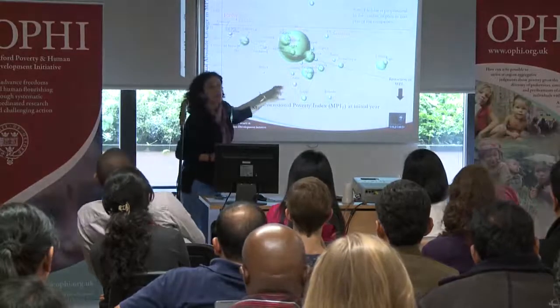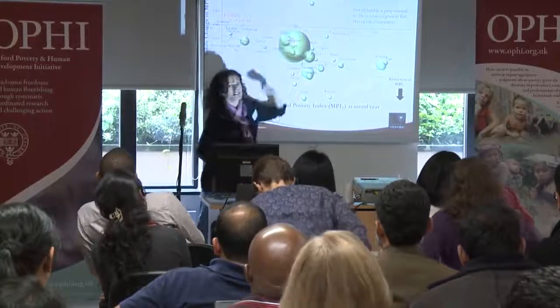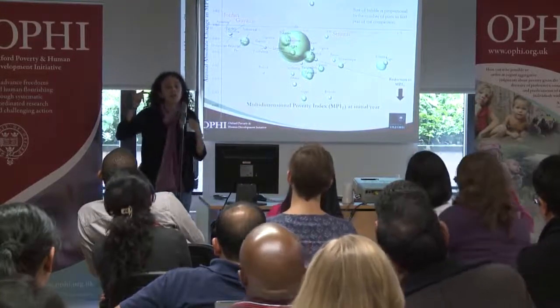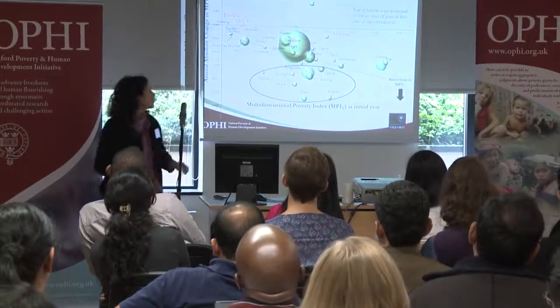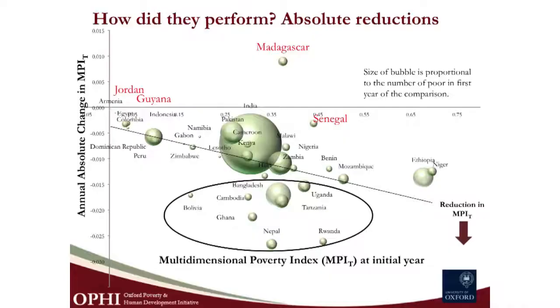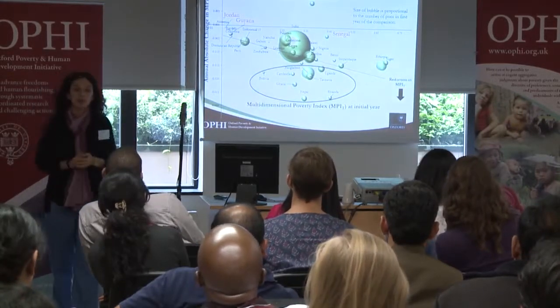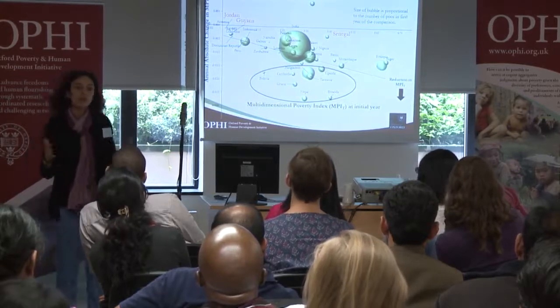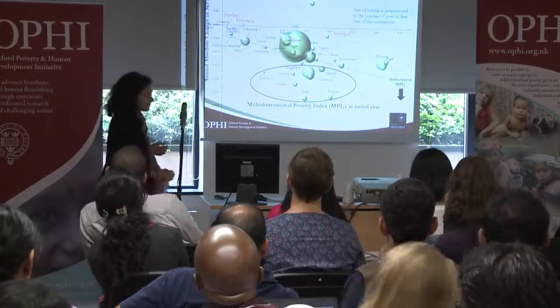So it means that the ones at the bottom are the ones that performed best, the ones who had the biggest reductions. Madagascar actually increased poverty between the years that we are comparing. Our top performers are these countries at the bottom. Actually, Nepal is the one with the highest annualized change. And what is common to these countries is that, with the exception of Bolivia and Ghana, they are all low-income countries. That's also good news. The low-income countries, which apparently should be the poorest, have actually also reduced poverty the most.